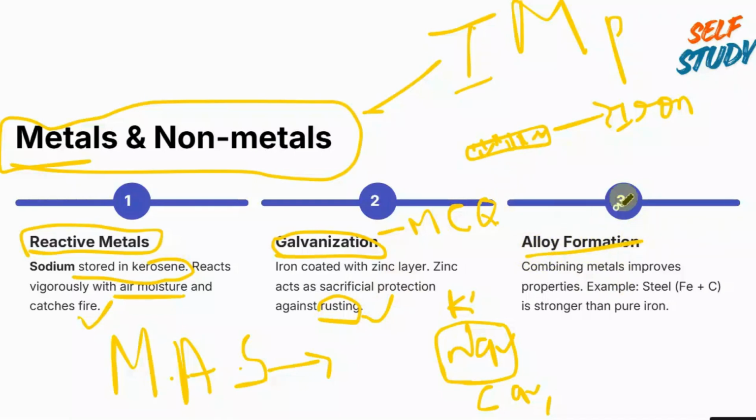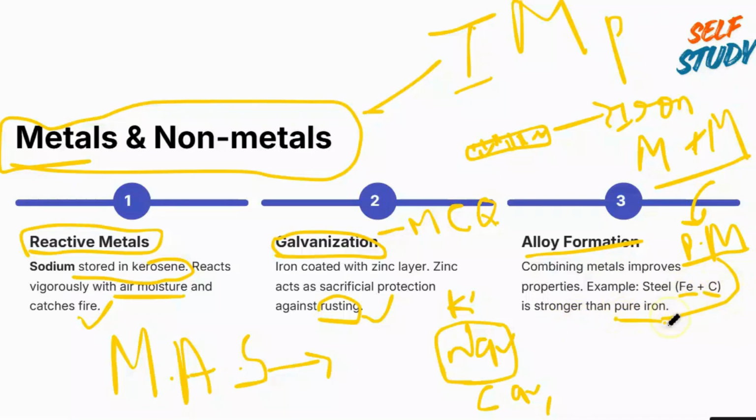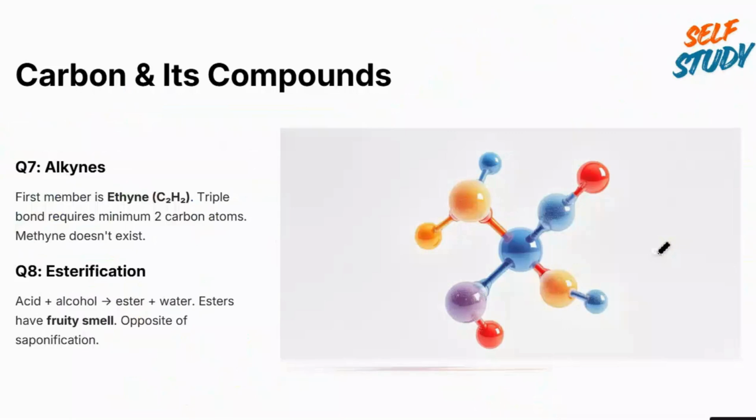Alloy formation. What is meant by alloy formation? If we combine a metal with another metal, it becomes stronger than the pure metal. Example: if we combine iron with carbon, it becomes steel, which is stronger and more advantageous than pure iron.